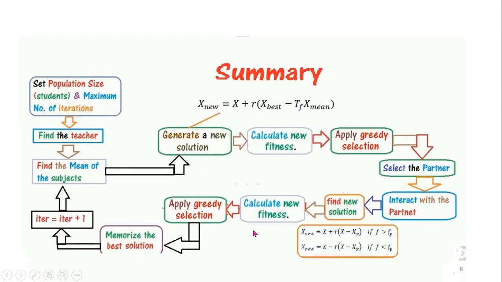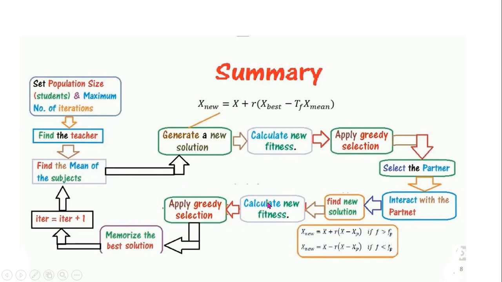So if I summarize this discussion: set the population size and the maximum number of iterations, then find the best teacher and find the mean of the subject, and then generate a new solution by this equation, x plus r into x best minus TF x mean, and then calculate the new fitness and apply greedy selection. Then select the partner and interact with the partner, find the new solution, calculate the new fitness, apply greedy selection and memorize the best solution. Go for the next iteration, and this loop continues until the iterations are complete.